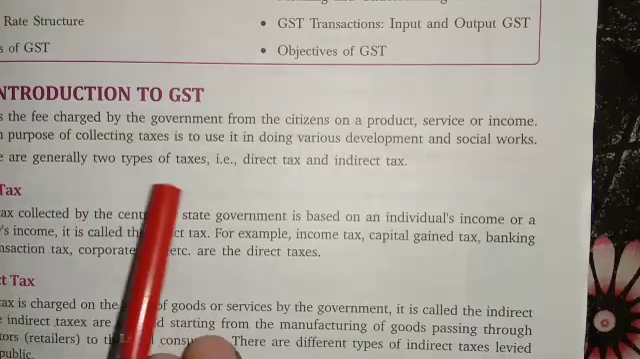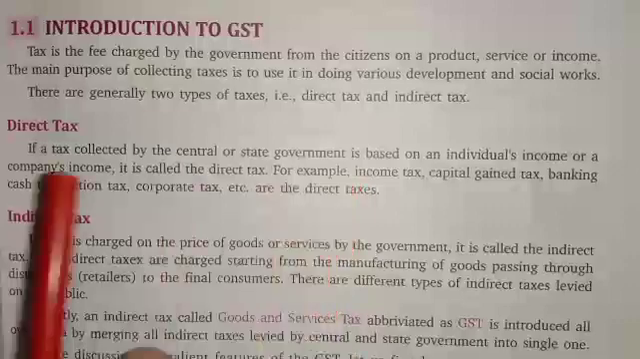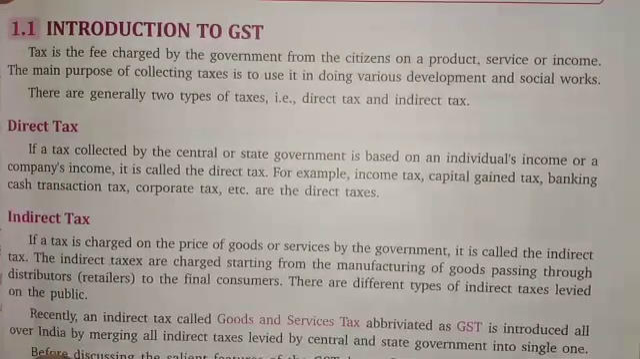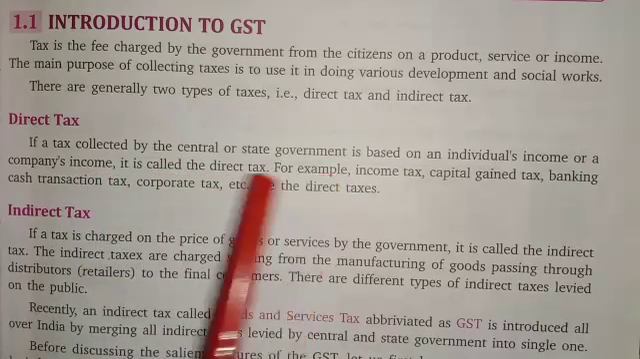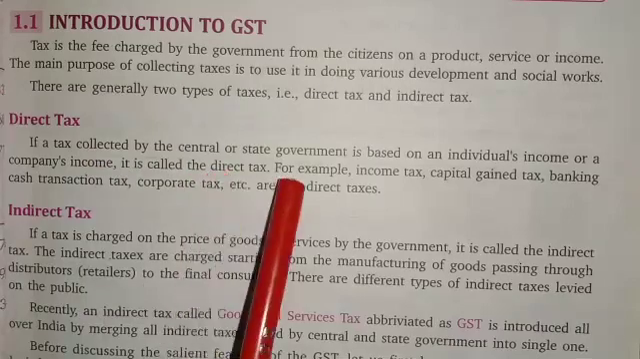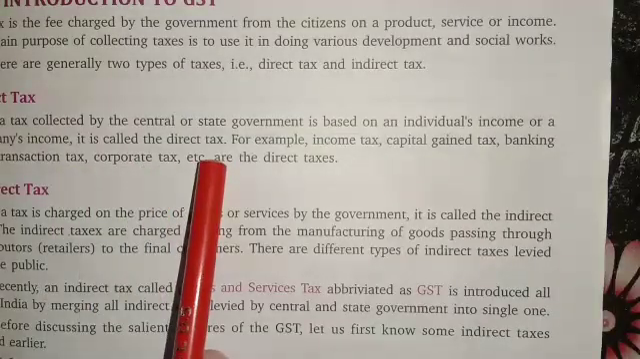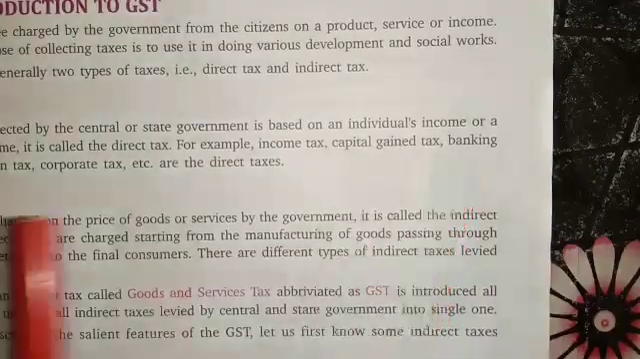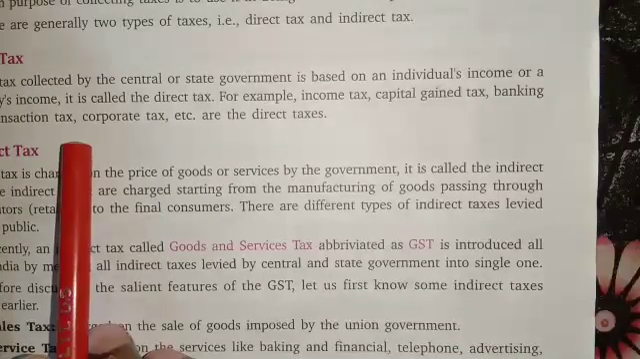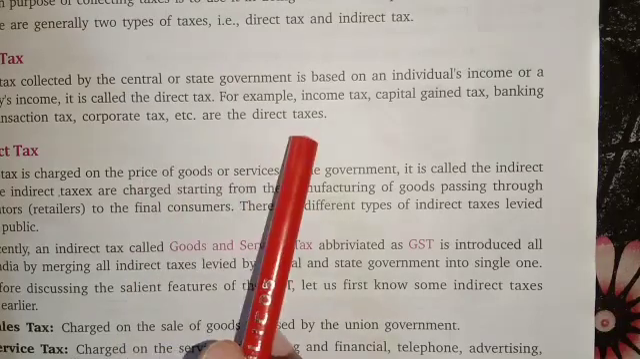There are generally two types of taxes. One is direct tax, another is indirect tax. So first of all, what is direct tax and what is indirect tax? Direct tax means if a tax collected by the central or state government is based on an individual's income or a company's income, it is called the direct tax. For example, income tax, capital gain tax, banking cash transaction tax, corporate tax, etc. are the direct taxes.